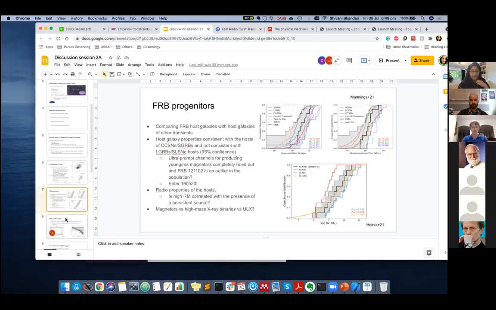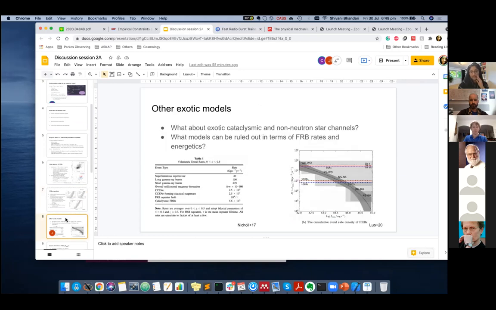And then I just had the same slide about the rates and a few plots. So if not neutron stars, what other exotic cataclysmic models can still produce FRBs, and which of those models can be ruled out in terms of what we know for rates and energetics? And I think we have slightly touched upon this as well. Are there any more comments and discussion about that?